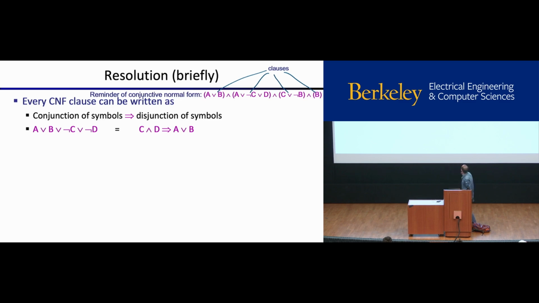every clause, this disjunction of ORs in CNF form, can be written in this way: a conjunction of symbols implies a disjunction of symbols. Conjunction means AND, disjunction means OR. So for example, if we have this clause in our CNF form, A or B or not C or not D, that's the same as C and D implies A or B. You can think about this as, if C and D are true, then it's not this one, it's not this one, so it must be one of these. So C and D implies A or B. These are two ways of saying the same thing.